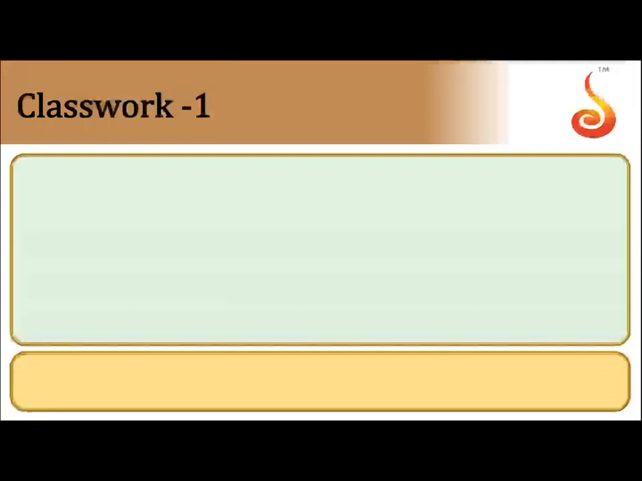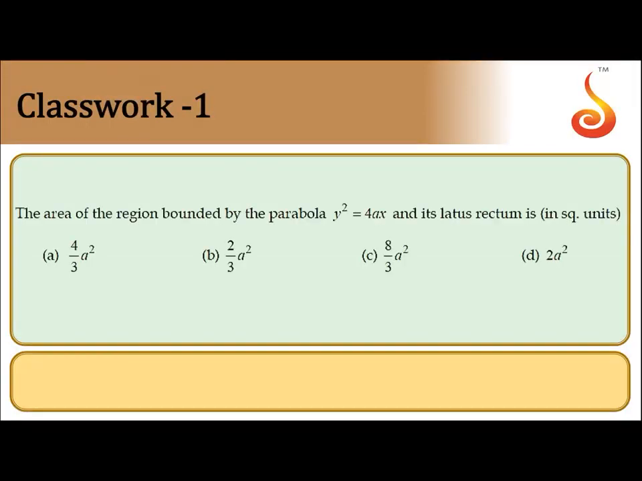To start with the first problem, area of the region bounded by the parabola y square equals 4ax and the latus rectum. Of course, if you could remember, then you can use a direct formula. It is 8a square by 3. It is a direct formula. Okay, this option is C.